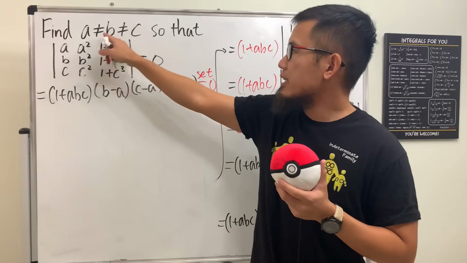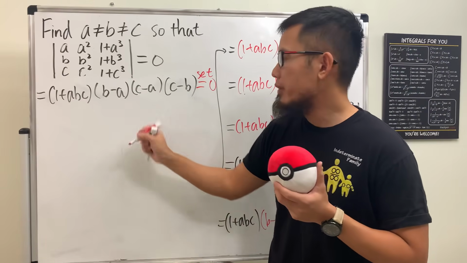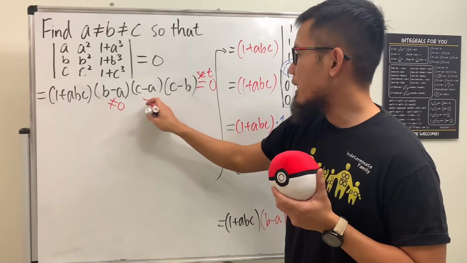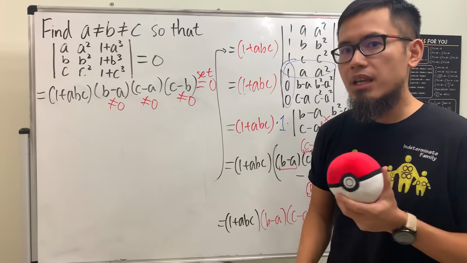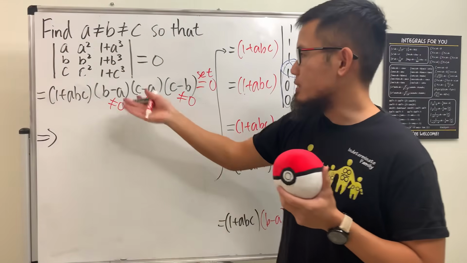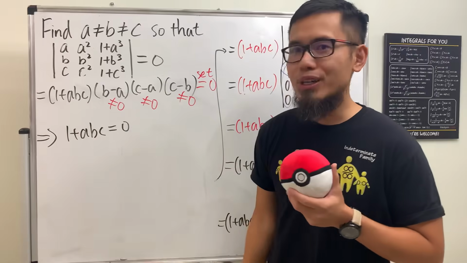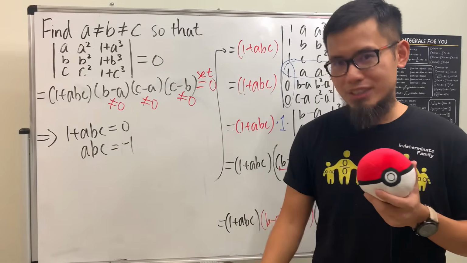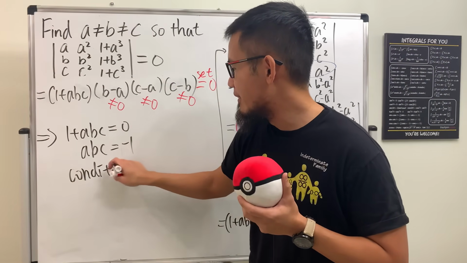Notice that a is not equal to b is not equal to c, so that, of course, a and b are not equal. That means this right here cannot produce a 0. Likewise, this factor cannot be giving you a 0. Likewise, this cannot give you a 0 neither. So what can we conclude? The only hope for us to end up with 0 is that 1 plus ABC has to be equal to 0. Namely, ABC has to be negative 1. So this right here is the condition.